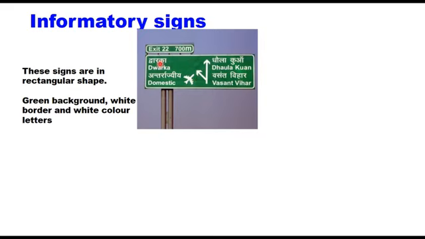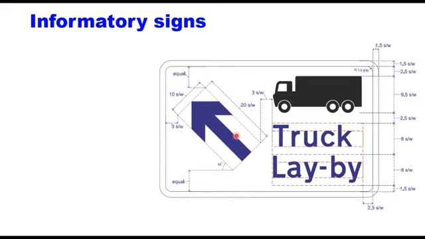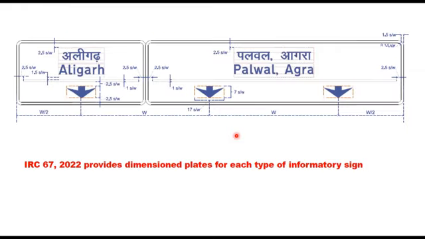This may be of this type or maybe a lane dedicated gantry sign of this type, but they are rectangular with green background, white border, and white color letters. This is the information sign for truck lay-by, and IRC 67:2022 gives plates of these signs with all dimensions, whether it is a lane dedicated sign or a directional sign or destination sign or any other information sign. IRC 67:2022 provides dimensioned plates for each type of informatory signs.